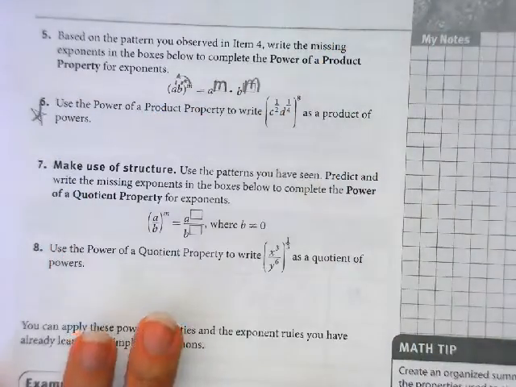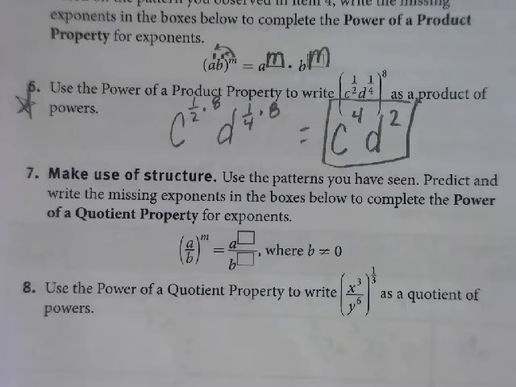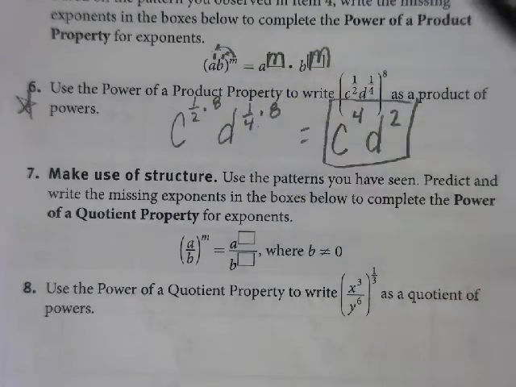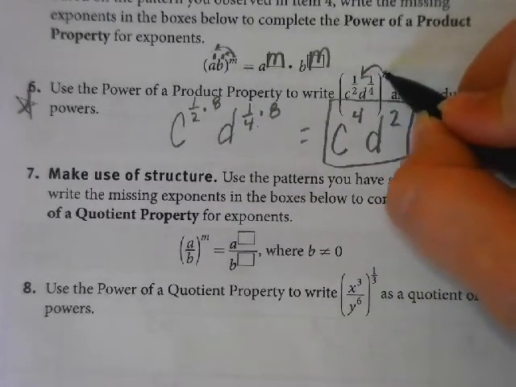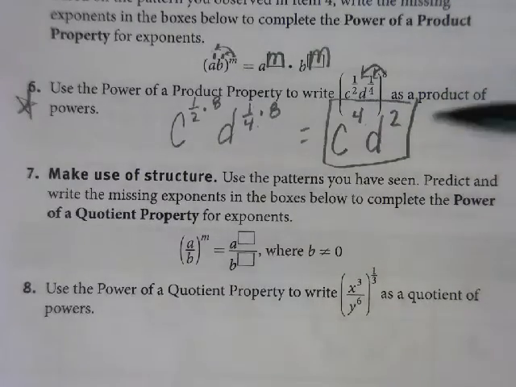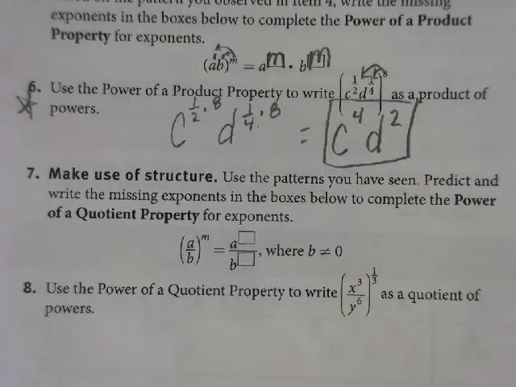I want you to try number 6 real quick, and then we'll see how you did. So you should have gotten 1/2 times 8 and 1/4 times 8, because again, we're distributing. So you should have gotten C to the fourth, D to the second. Okay, so today is all about distributing.